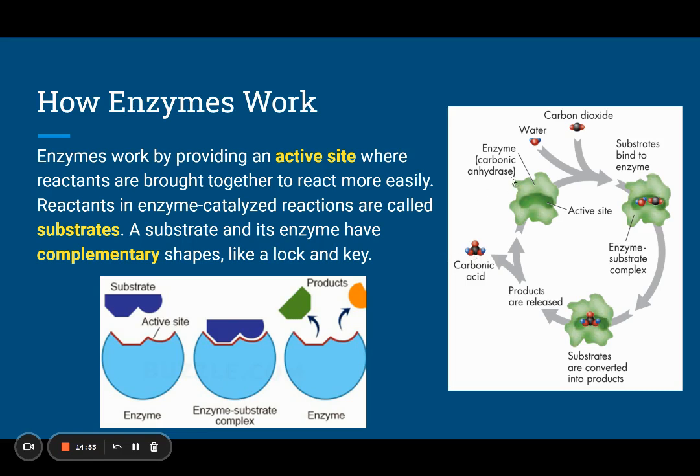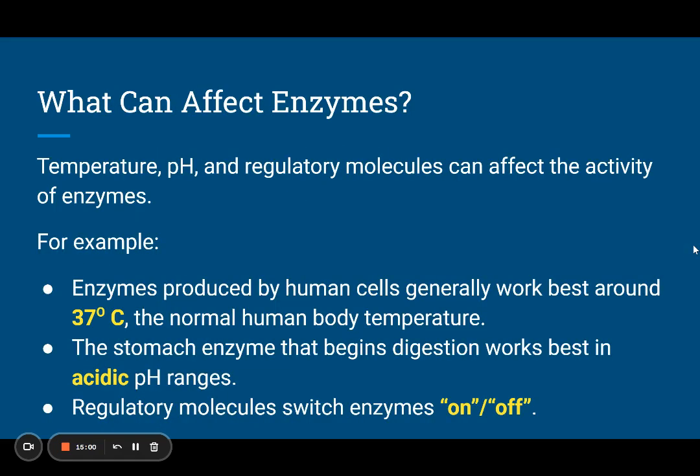So different enzymes are going to have different shapes for their active sites. There are a couple things that can affect the ability of an enzyme to do its job. The three that I want you to worry about in this class are temperature, pH, and something called regulatory molecules. So I'm going to give you an example of each of those.